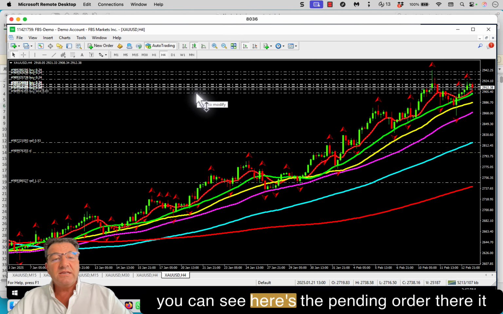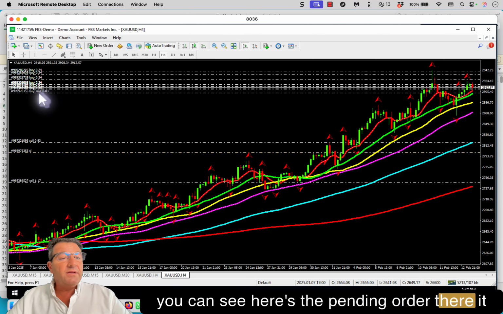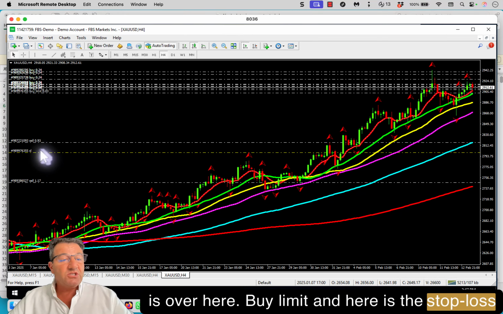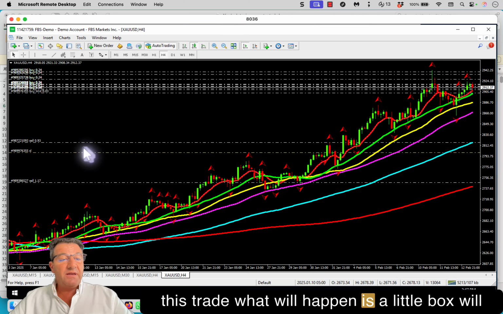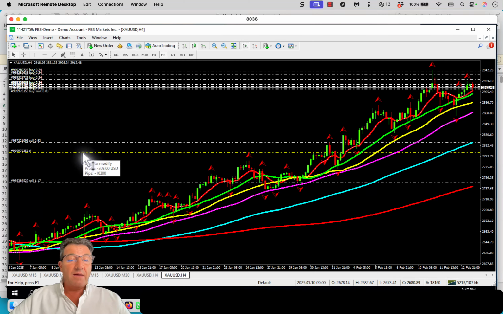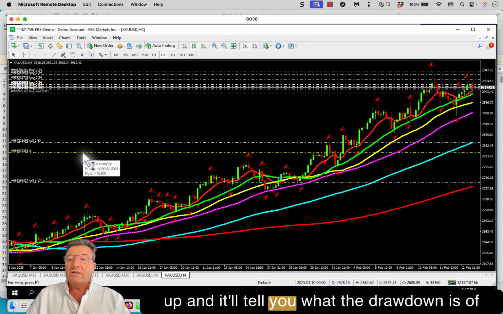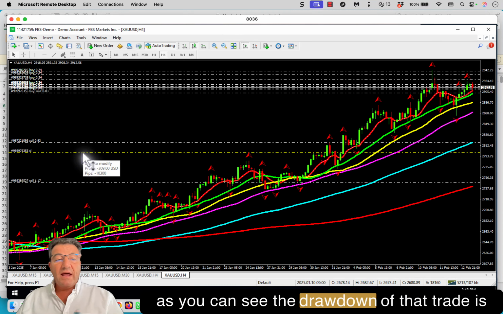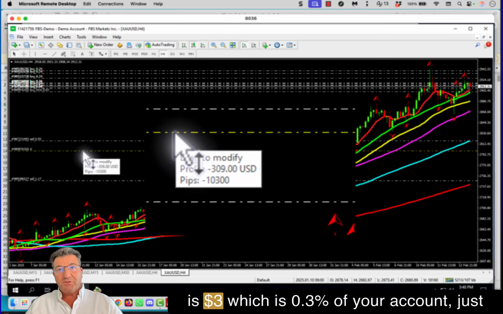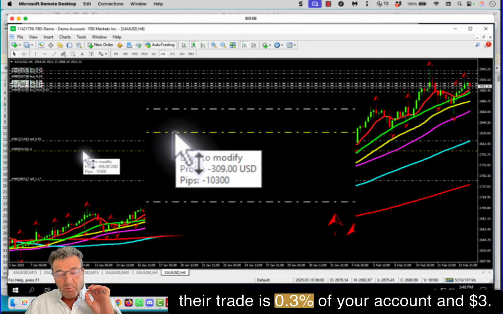There you can see the pending order. There it is over here, buy limit, and here is the stop loss. Now, when I hover my mouse over this trade, a little box will come up and tell you what the drawdown of that trade is. As you can see, the drawdown of that trade is $3, which is 0.3% of your account. Just that one trade is $3, 0.3% of your account.